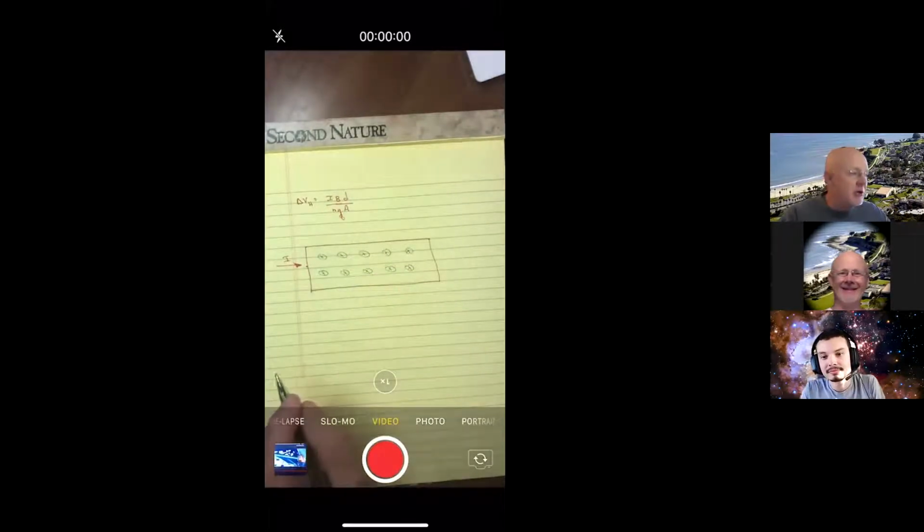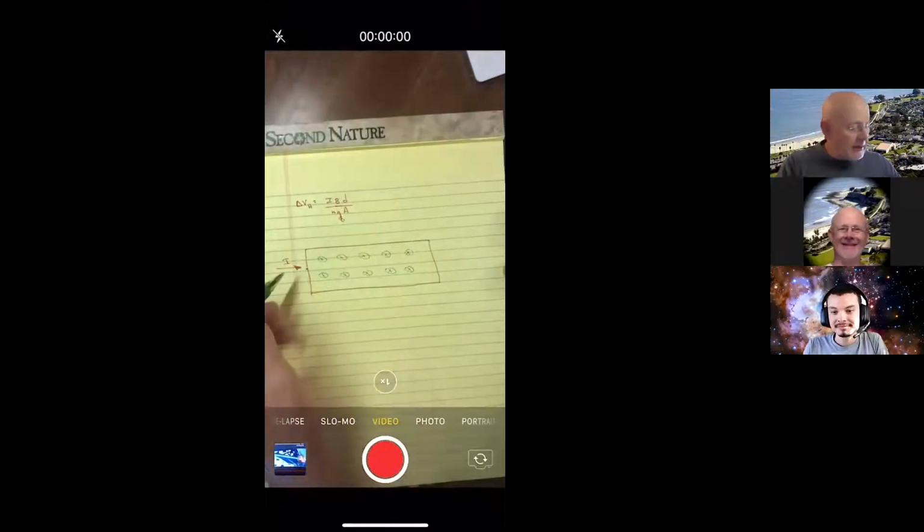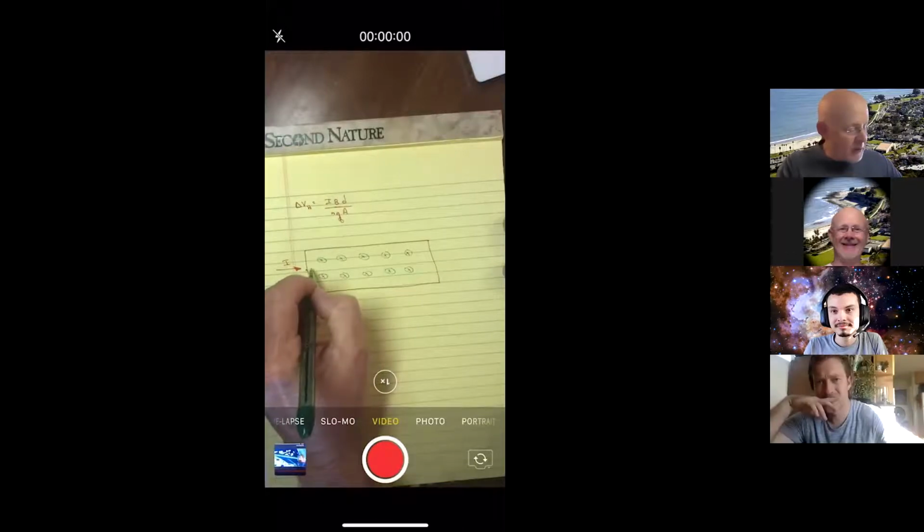In fact, I'm kind of curious on a bigger screen. Oh yeah, it looks at it. Okay. Anyway, so, as the negatives move this way, oh excuse me.